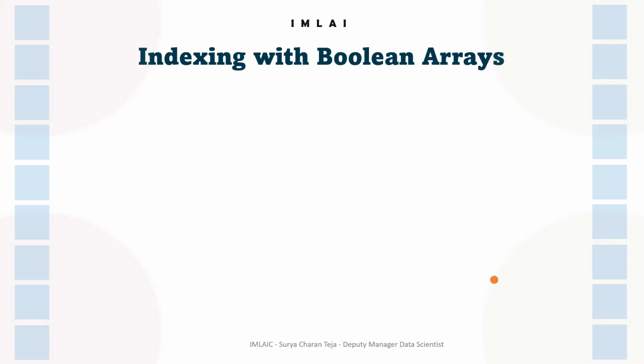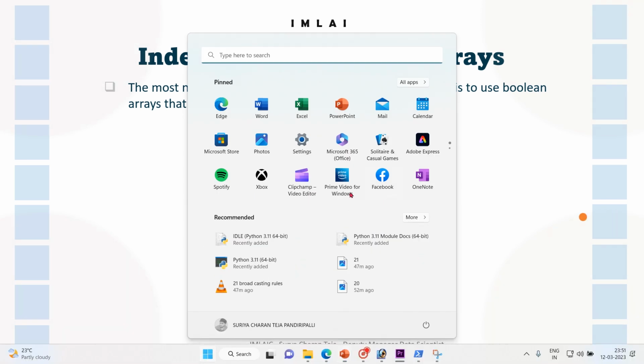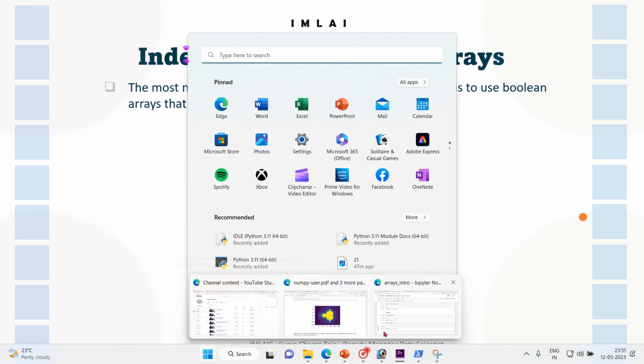But now what we are going to do is index with Boolean indices. So the approach is different. This is completely different. We explicitly choose which items in the array we want and which ones we don't. The most natural way to think of Boolean indexing is to use Boolean arrays that have the same shape as the original array. Let's directly put this into practice.